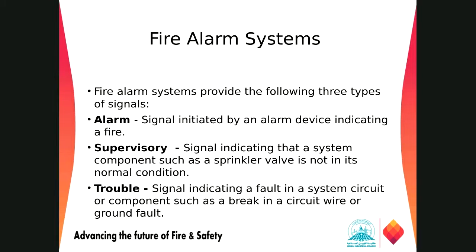So with the fire alarm system, we have three types of signals. We have alarm, supervisory, and trouble. The alarm is a signal initiated by alarm devices indicating a fire. So when there is an alarm, it means there is a fire. Supervisory means it is supervising some kind of equipment, like the gate valve is supervised. For the sprinkler control valve, it is supervised so that if someone is opening or closing it, there will be a signal to the fire alarm panel.